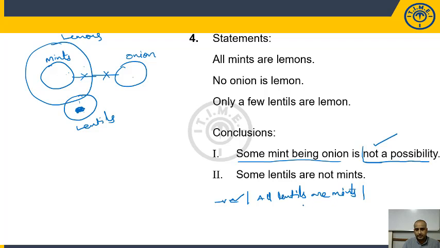So can you draw the diagram? No, we cannot draw the diagram. So if you are unable to draw the alternate diagram, the negative which was true earlier still holds true. So it is true. So second conclusion is also true. So both 1 and 2 follow. Choice 5.